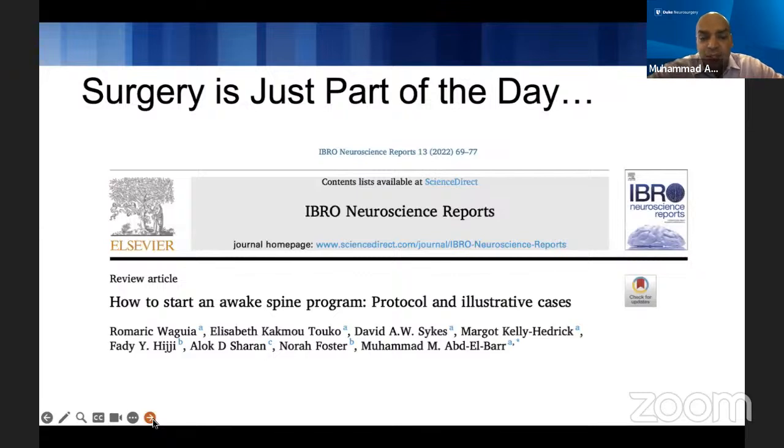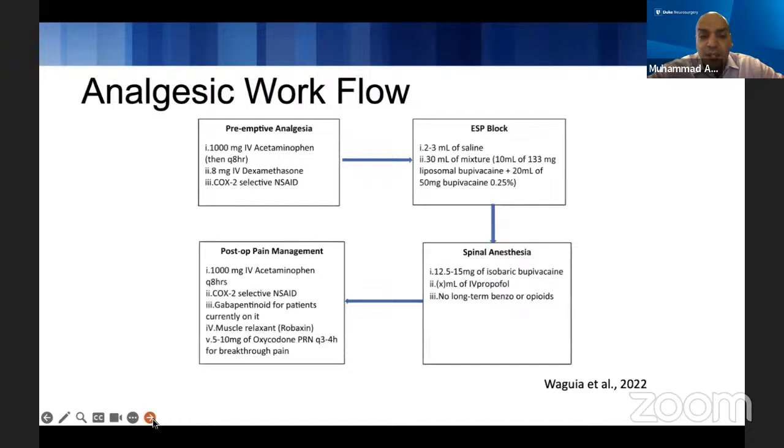We also need to realize that surgery is just part of the operative day. We have what we call preemptive analgesia. We have regional anesthesia, we have spinal anesthesia, and we have post-op pain management. And having all 4 of these things together really ensures that we have good outcomes for our patients.